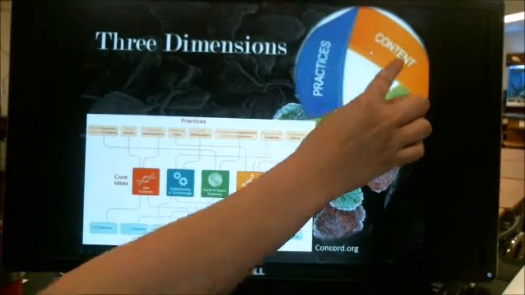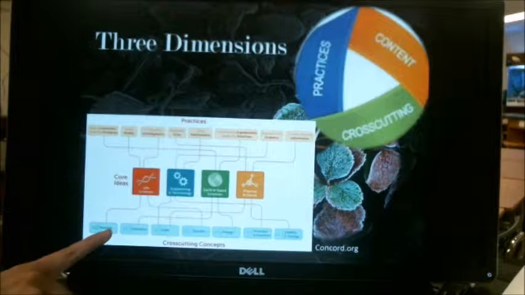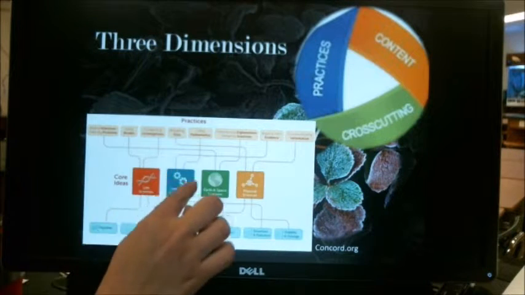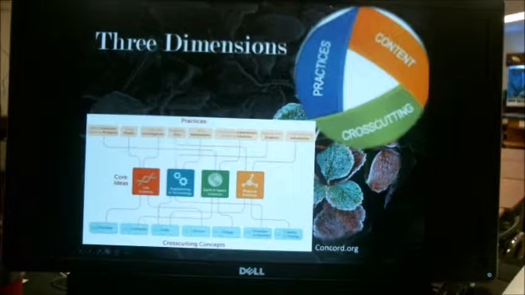So here's another look at the 3 dimensions. Again, you have the content, the practices, and the cross-cutting concepts. This is a graphic from concord.org, and they have resources that help teachers implement the standards, and it's a neat way to see how they all intertwine together.